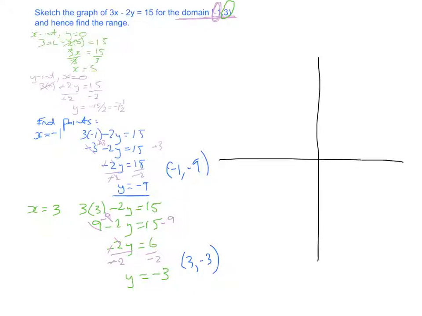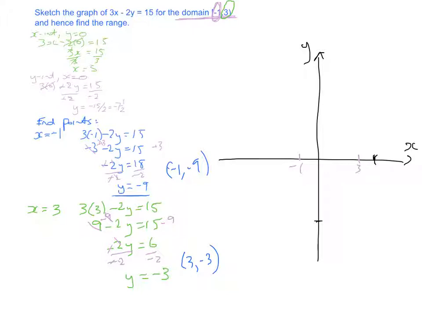So draw up our axes like so. X and y labelled axes. We have a y-intercept of -7.5, which will be down here somewhere. And we have an x-intercept of +5, which will be over here somewhere. But we're also told that our domain, we can't go any further than -1, and we can't go any further than +3.